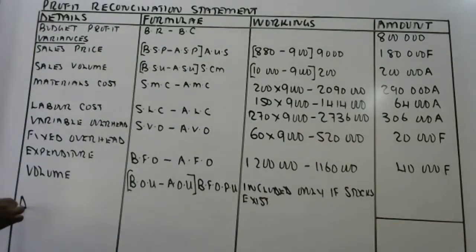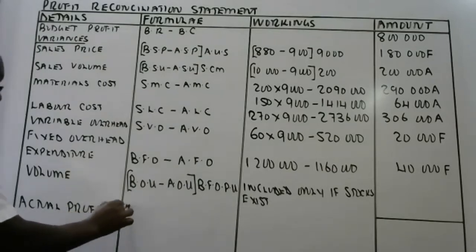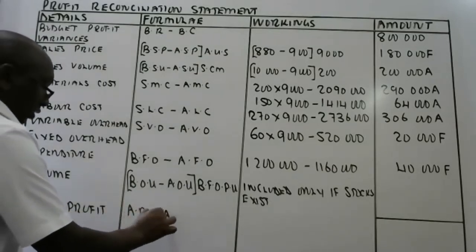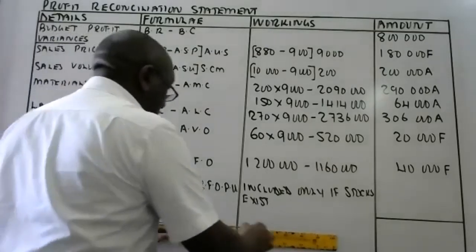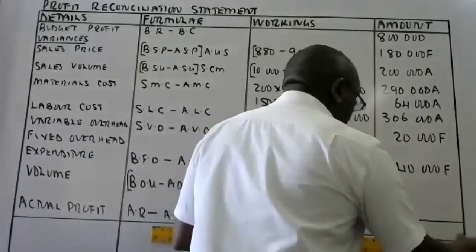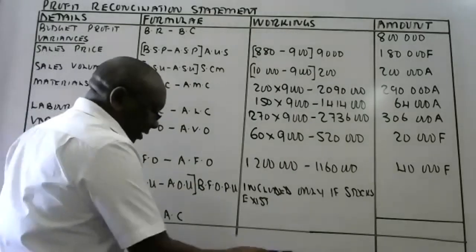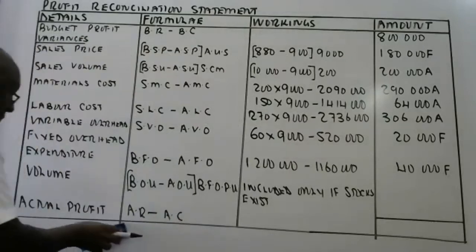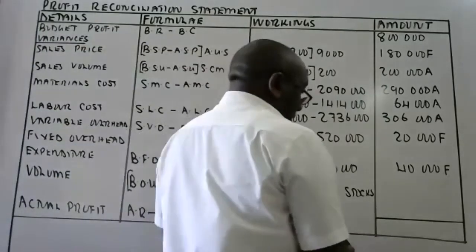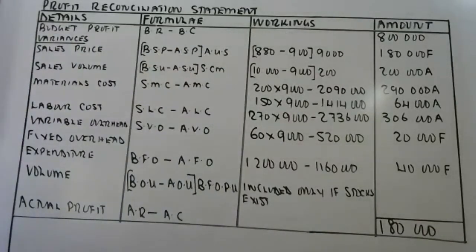So finally, you get now the actual profit. The actual profit is given as actual revenue minus actual costs. So this one is already provided by the examiner. So niangalilie hapo kwa naitwaje? The actual statement, profit ni ngapi? 108,000.